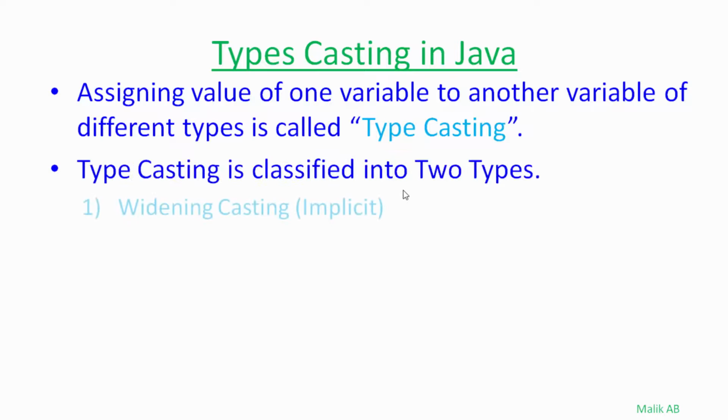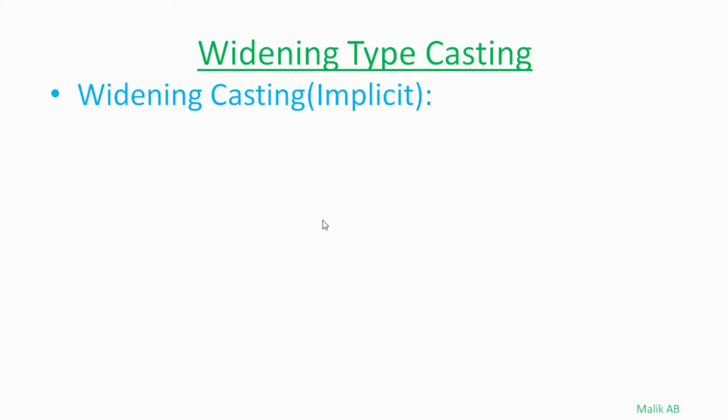There are two types of typecasting in Java programming language. Widening typecasting, it is done implicitly. Narrowing typecasting, we have to do it on our own. Now let's talk about widening typecasting.